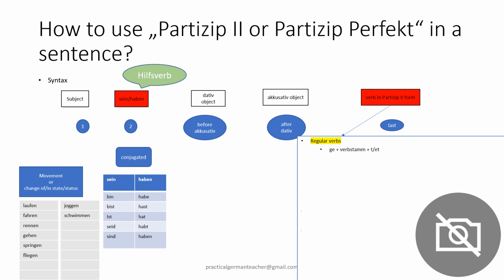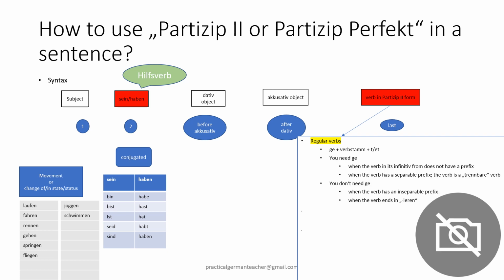If the verb stem is ending in the alphabet T for tiger or D for dog, then you add ET. If the verb stem ends in the alphabet M for monkey or N for nylon, and just before M or N there is a consonant, not a vowel, then you add the alphabet ET. For usually all other regular verbs, you add the alphabet T at the end to get the Partizip zwei form.